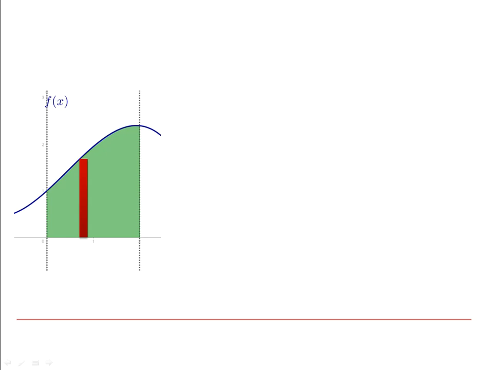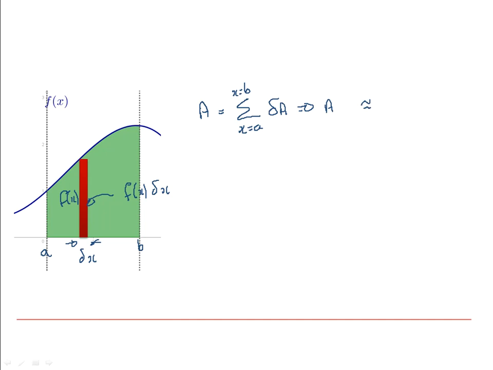Here then we've got a rectangle of width delta x, and we can say that the height is f of x, so therefore the area of this rectangle is f of x multiplied by delta x. So the area of the graph between x equals a and x equals b will be the sum of all of these rectangles. So it will be the sum from x equals a up to x equals b of all of these little delta x's. So that implies that the area is approximately equal to the sum from x equals a up to b of f of x delta x.